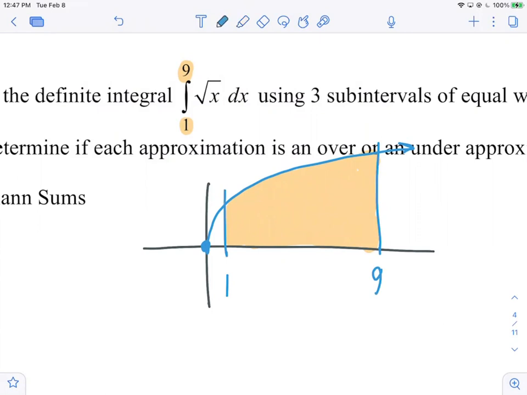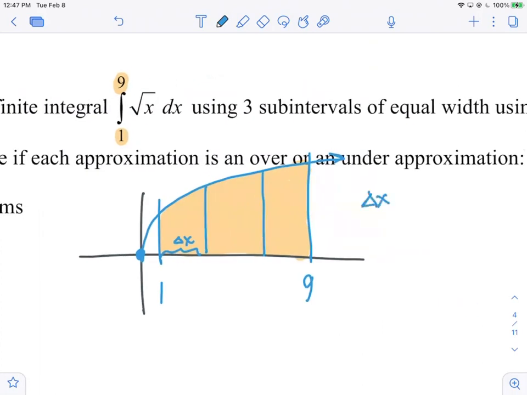All right, this one said to use 3 subintervals. So for this one, you just want to draw 2 lines, and it doesn't have to be perfectly spaced, but this ends up being your delta x, and it is uniform. So we need to find it. So remember, the formula is just figure out your width, b minus a, all over the number of subintervals you're using, which is 8/3. So that's the width of each interval.